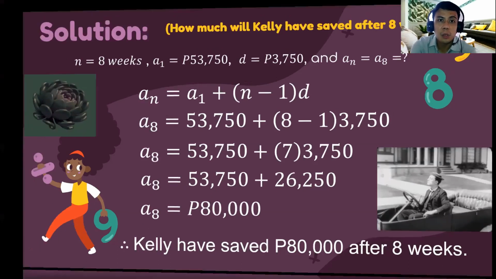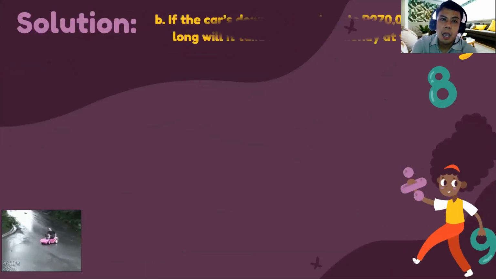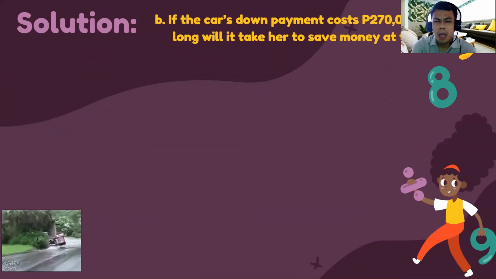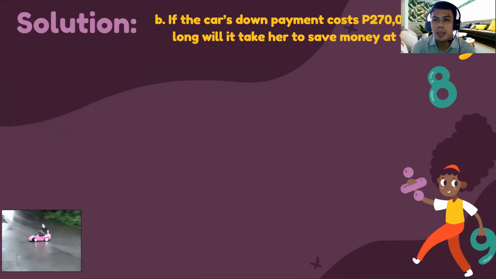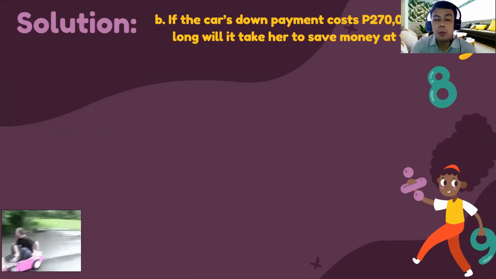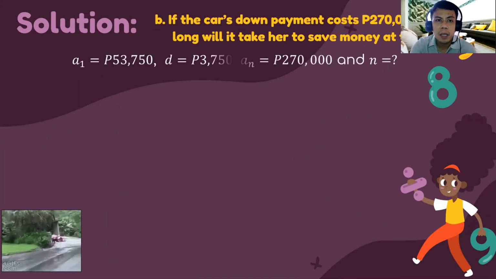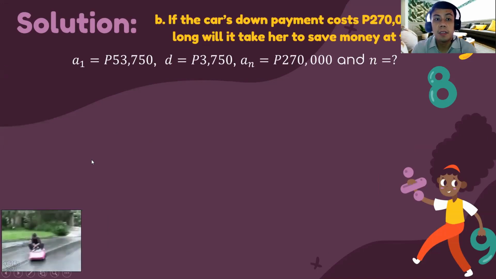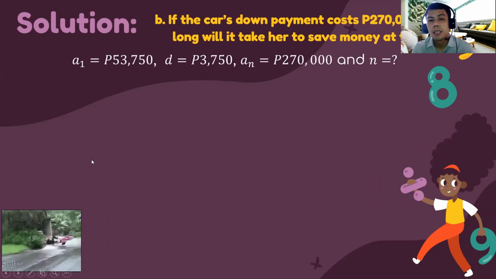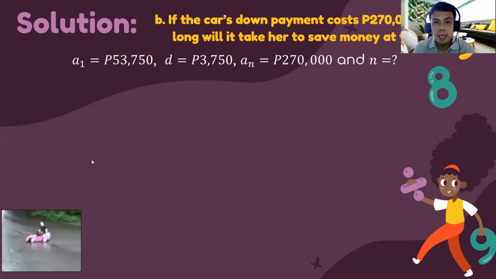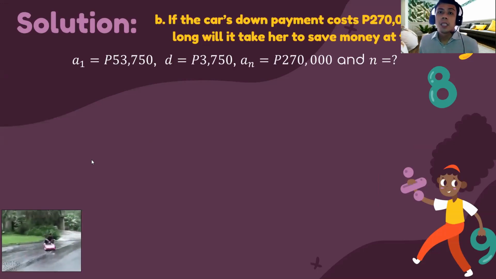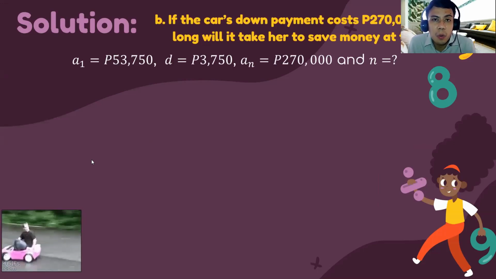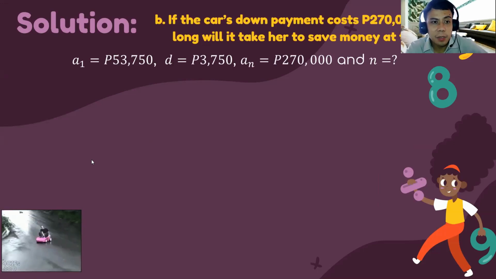Okay, let's now go to the second problem: if the car's down payment costs 270,000 pesos, how long will it take her to save money at this rate? So let's try to write out first the given for you to be guided. So we have here A sub 1 is 53,750. D is 3,750. Your A sub n is 270,000 pesos. And n is now the unknown. Okay, let's try to solve this one.